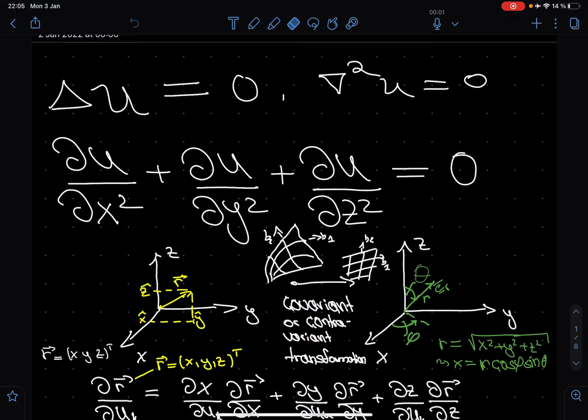Hello everyone. So today I'd like to show you a quick introduction how to solve the Laplace equation in spherical coordinates. And before that, I'd like to give you an introduction to the change of coordinate systems, or the basis system, coordinate base, which you can see here geometrically.